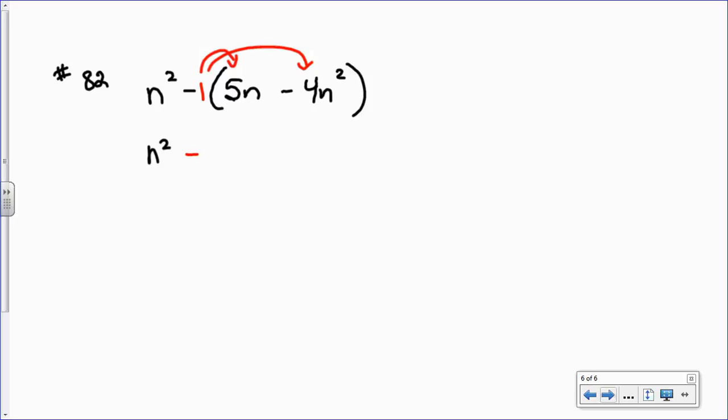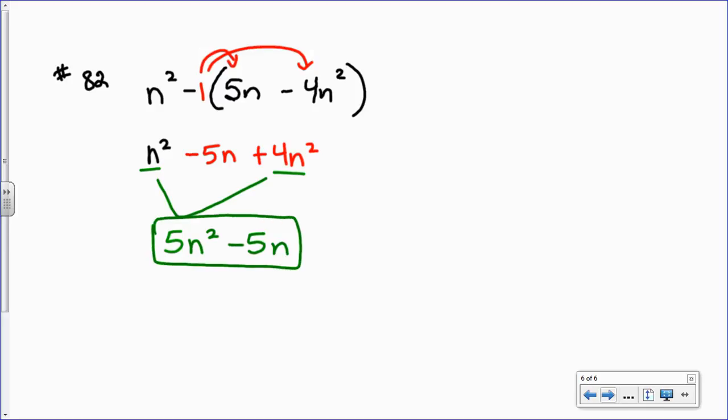So -1 times 5n is -5n. -1 times -4n squared is positive 4n squared. Do I have any like terms? The n squared. So that's 5n squared. And then I just bring the -5n down. Don't get too ahead of yourself and think then you need to factor. We're trying to get rid of parentheses, not add more parentheses, so we're done at this point.